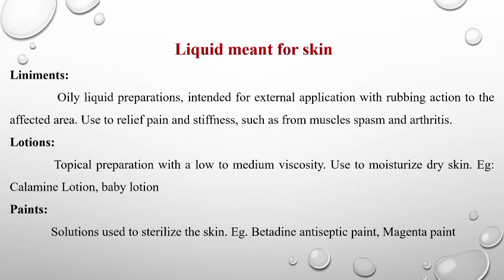First is liniments. Liniments are oily liquid preparations which are intended for external application with rubbing action. Usually, they are used to relieve pain and stiffness, such as from muscle spasms and arthritis.